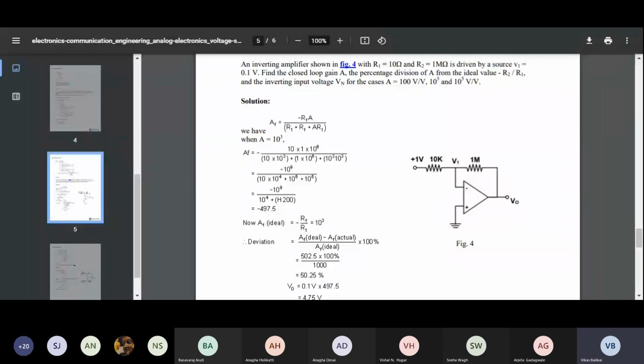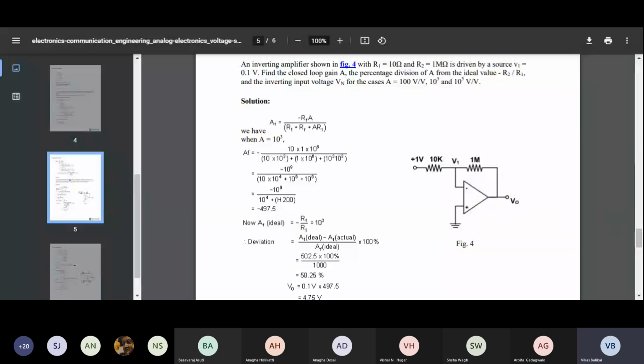So first of all, find the closed loop gain. This is an inverting amplifier, and we just figured out the equation: minus RF times A divided by R1 plus RF plus A R1. That is our closed loop gain equation. I have written it over here, and upon that I'm going to substitute all the values.